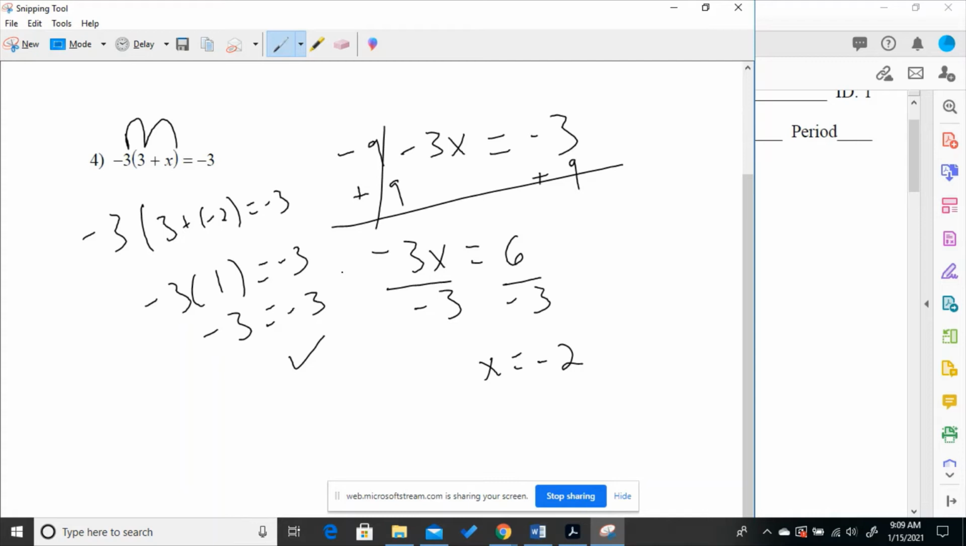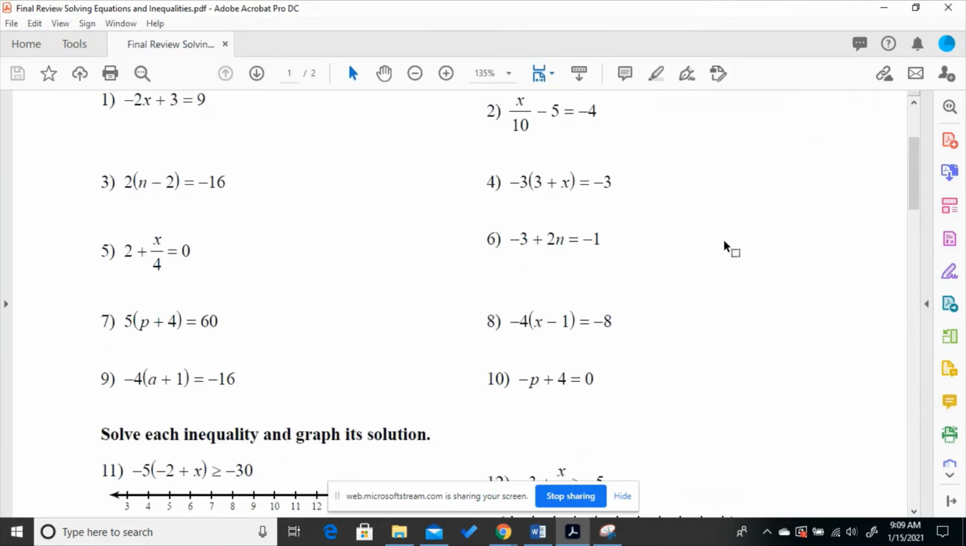I know we've been over it a million times. You always want to do the opposite of what's happening to your variable. So step 1, we're subtracting 9, so we're going to add 9. Step 2, you're multiplying by negative 3, so you're going to divide by negative 3. Let's see what else we have.